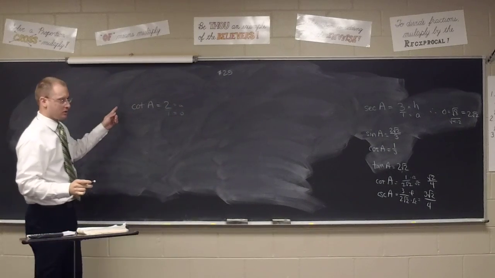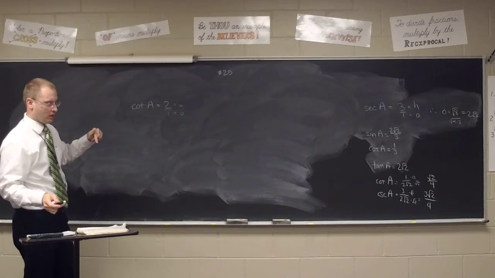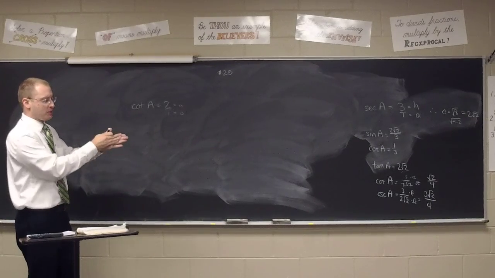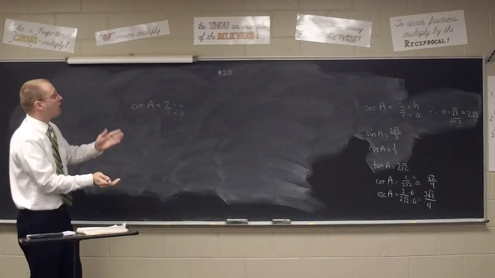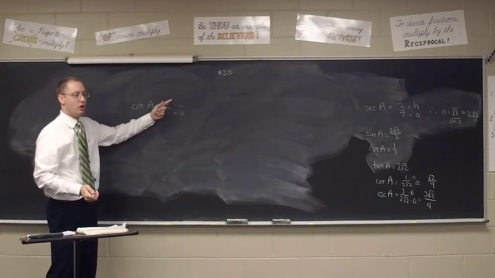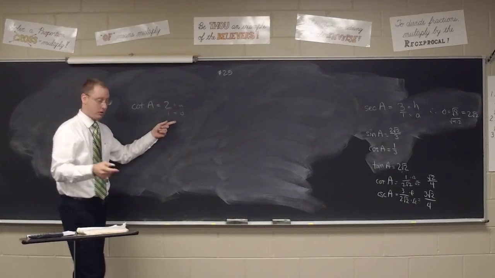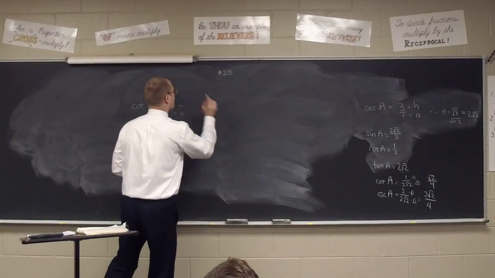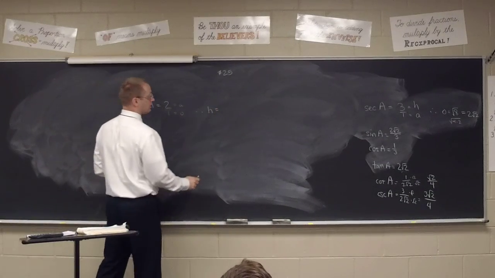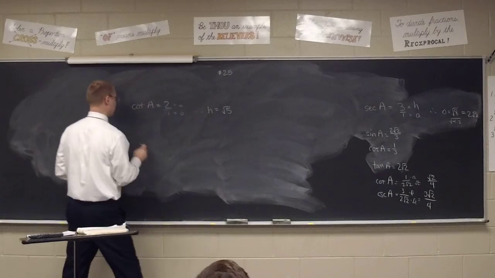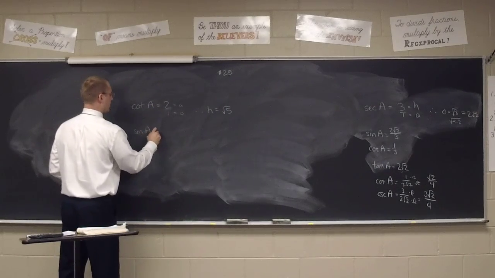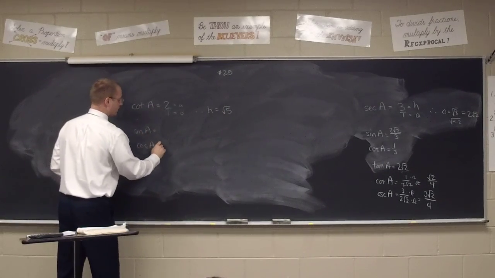Remember, cotangent is the reciprocal of tangent. SOHCAHTOA, tangent's opposite over adjacent. So cotangent is adjacent over opposite. Did you think that through? What did you get for your hypotenuse? Square root of 5. Any questions on that initial step?